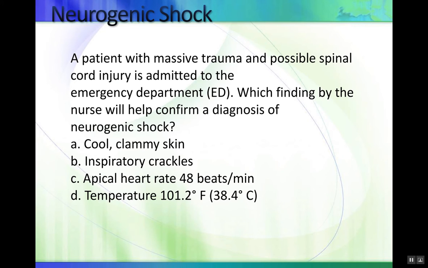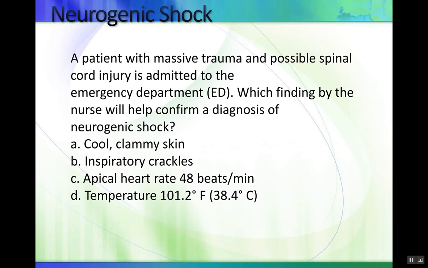Your patient with massive trauma and spinal cord injury is admitted to the emergency department. Which finding by the nurse will confirm a diagnosis of neurogenic shock? Remember, the difference with this is our bradycardia, so C is our answer. Neurogenic shock is characterized by hypotension and bradycardia. The other findings are more consistent with the other types of shock. So this patient is going to have a low blood pressure and a low pulse. That bradycardia is often the thing you see on NCLEX questions, because it's what's different in this form of shock.